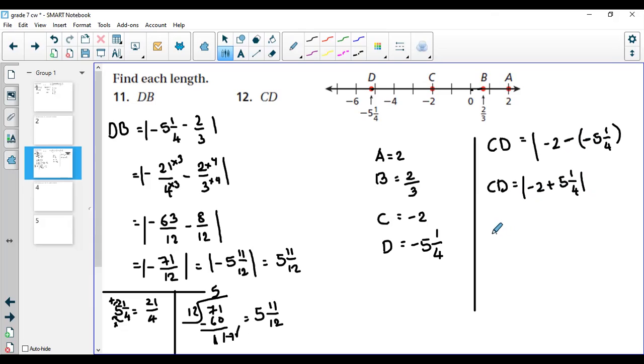Now this doesn't need much steps, as this is a -2 whole. It's a complete number. And here also we have 5 1 over 4, which basically means we just can solve the two whole numbers. So -2 plus 5 will give me 3. So your answer is going to be 3 1 over 4, which means the distance between CD is 3 1 over 4. So that we did so easily.